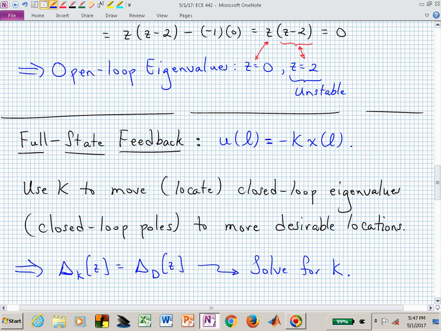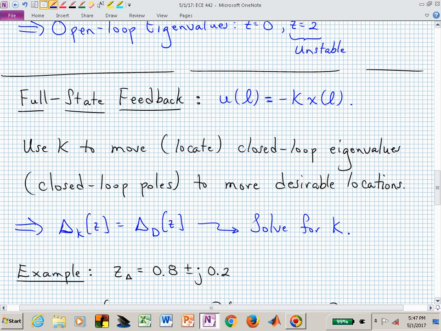The delta sub d of z is based on the dominant behavior that we want. Either we choose what that delta sub d of z is, or somebody gives us those dominant poles that we want to have, and then we need to calculate this characteristic polynomial in terms of these yet to be determined k values in our full state feedback gain matrix.